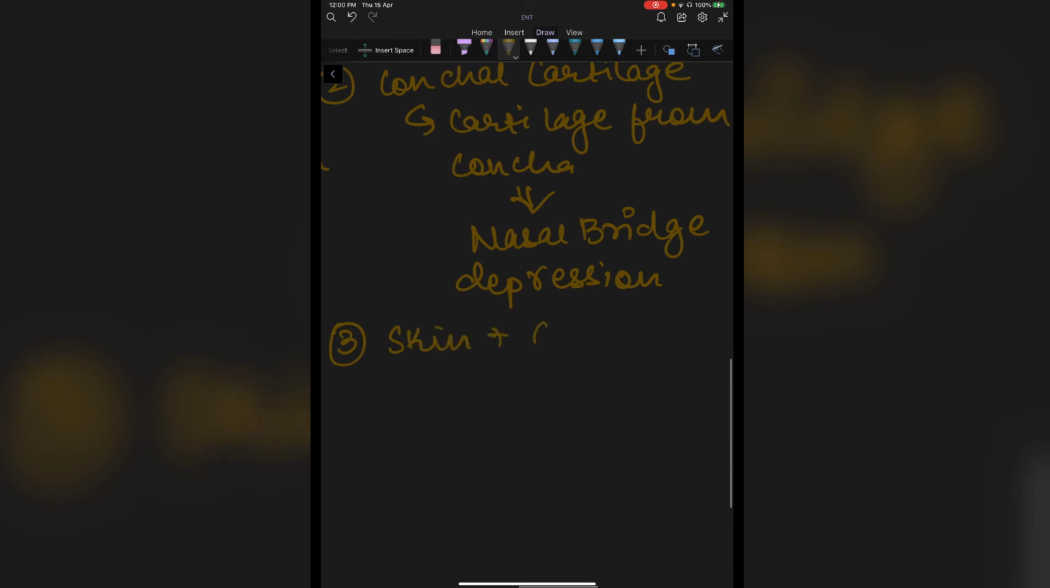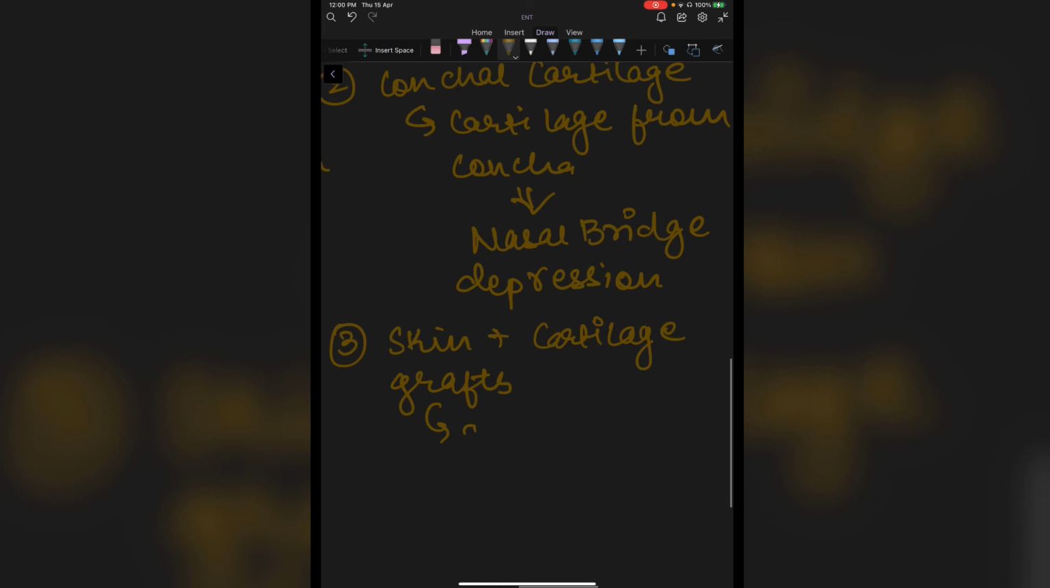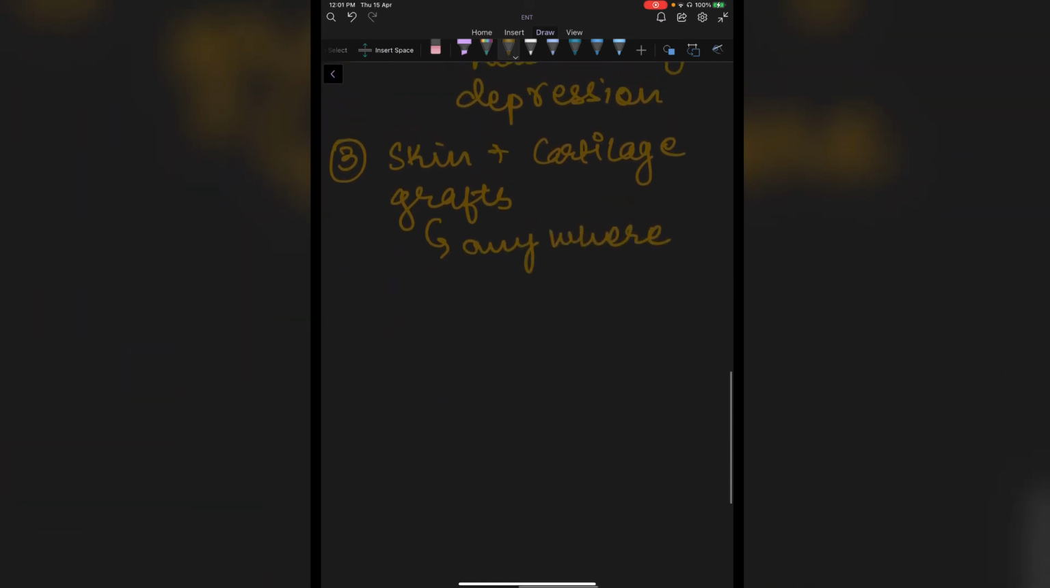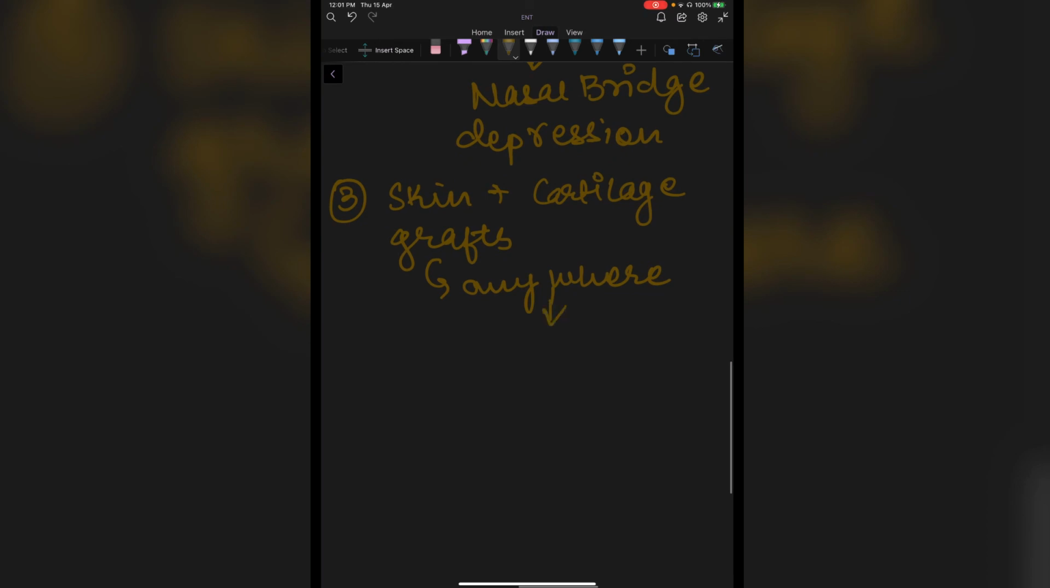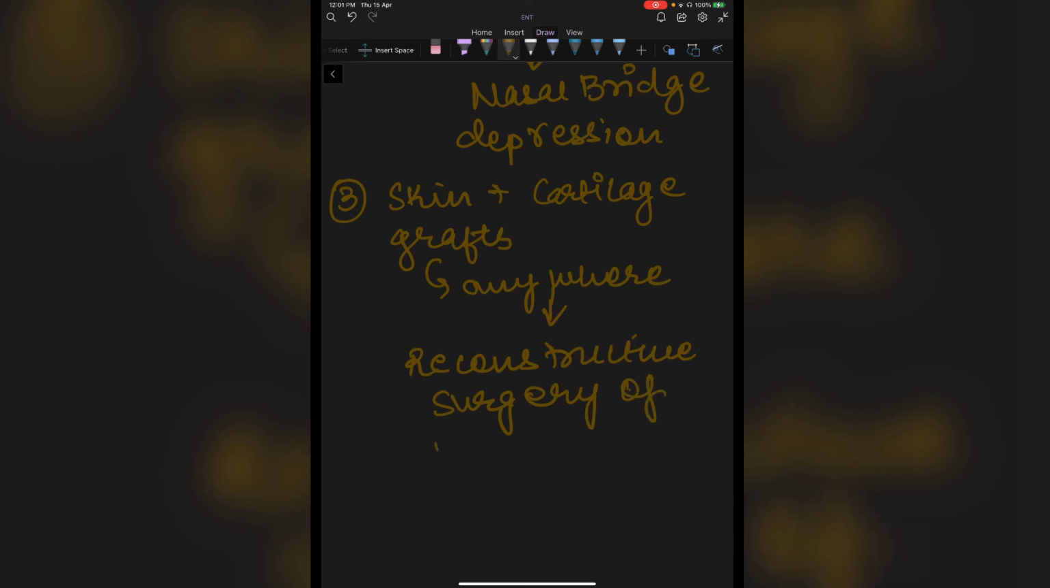Skin plus cartilage grafts from anywhere in your ear can be used in reconstructive surgery of the nasal ala.